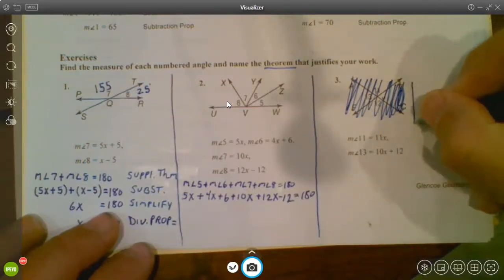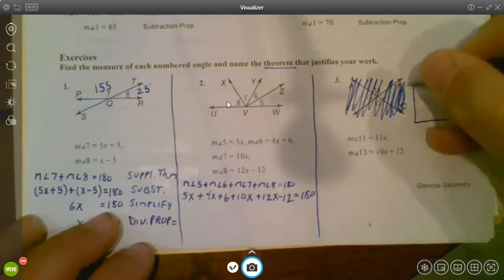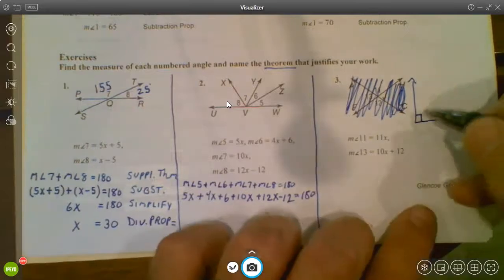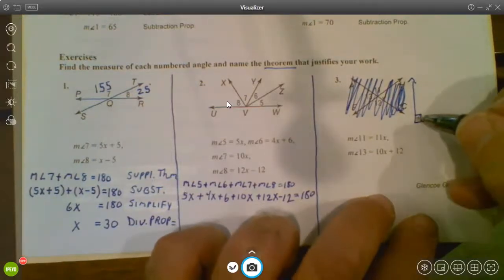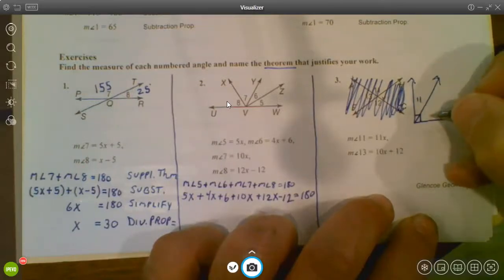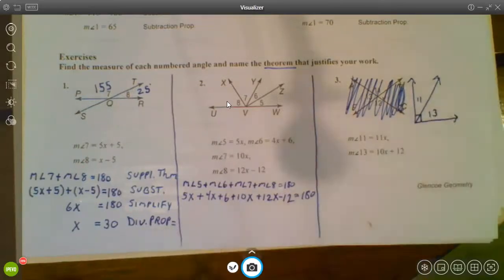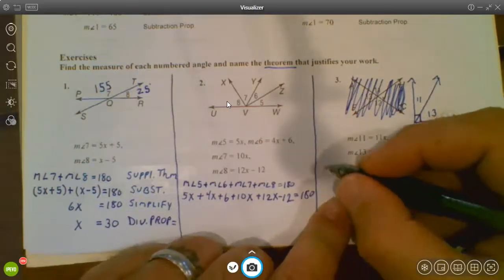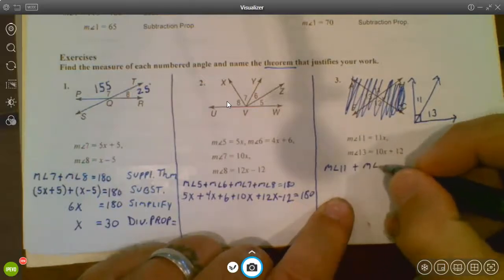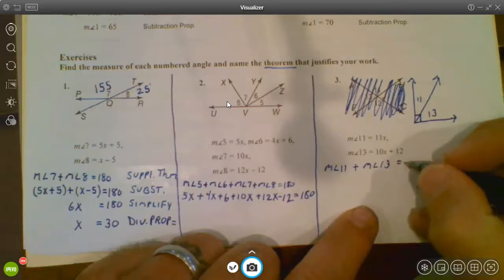So that it matches the other theorem. First things first, it is now given information that this is a right angle. So let's see, I'm going to call this one angle 11 and this one angle 13. So now when I look at those, I can say, okay, if I'm told that this is a right angle, then I know that the measure of angle 11 plus the measure of angle 13 is equal to 90.